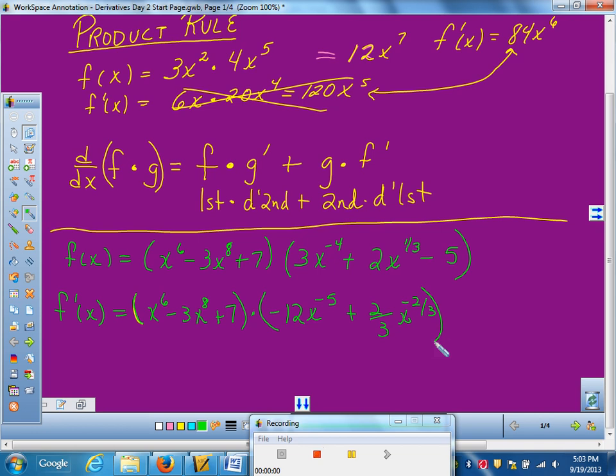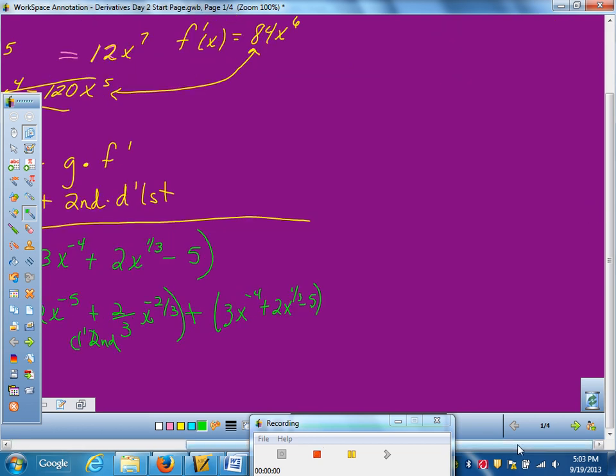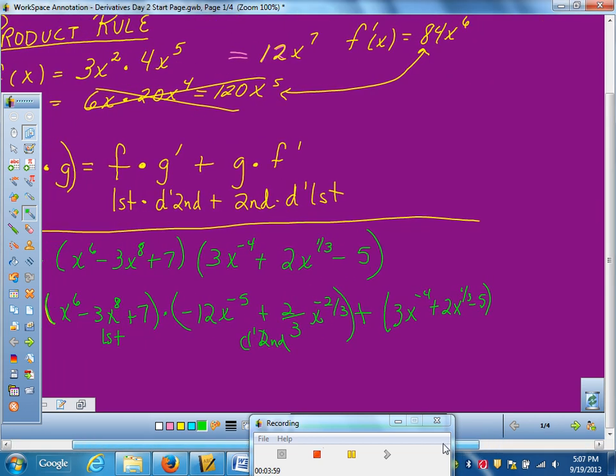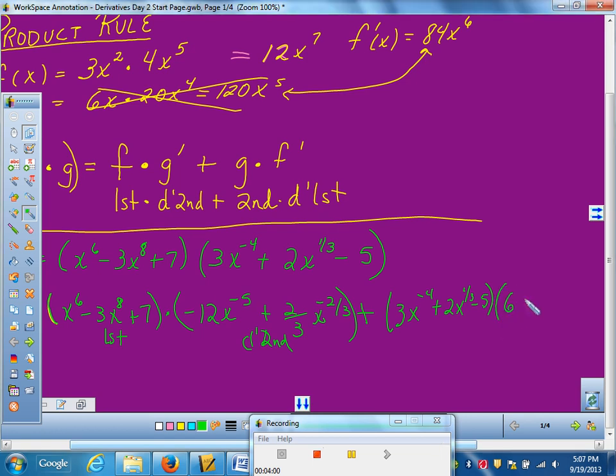Now, am I done? No, I did first d second, but then I still need to do plus the second, which is copy it all down, times the derivative of the first, which I need to be able to see the first here. So the derivative of the first would be 6x to the fifth minus 24x to the seventh. Technically plus 0. Okay, so the point is, I got the derivative figured out.